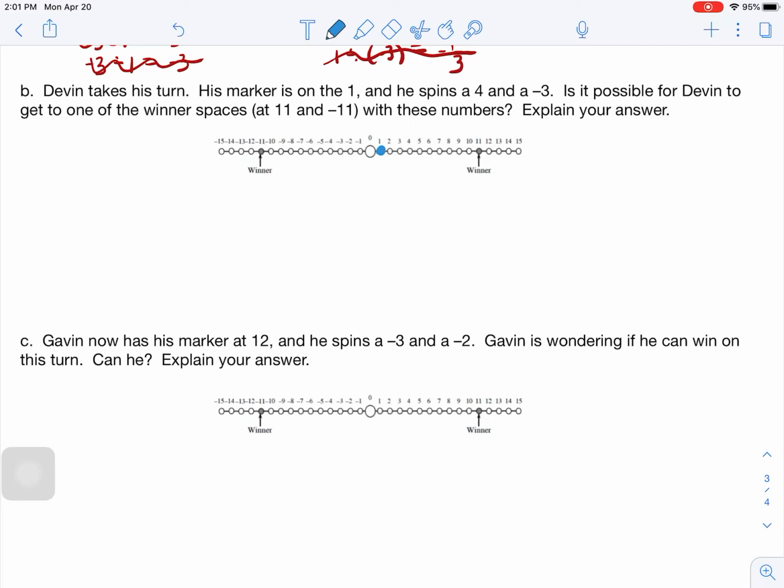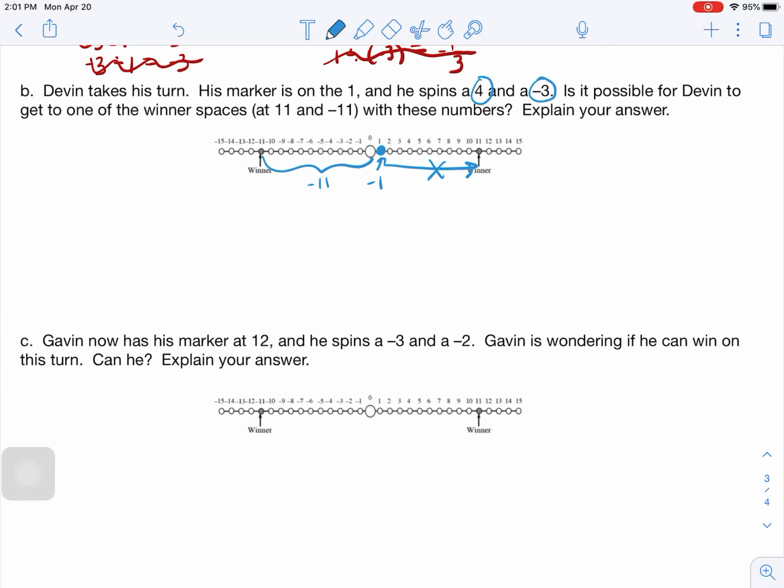What do you guys think? Do you think that he is able to win or not? Okay, so this one's tricky. You might initially think, no, he can't, but yes, he actually can. He cannot win going this way, but he can win going the other way, because he's trying to go 11 spaces to the left, and he's got 1 extra space there. So he needs to move a combination of 12 spaces negative.